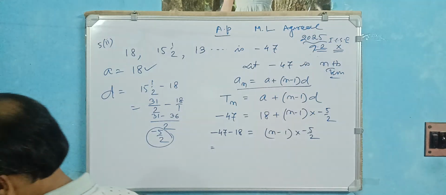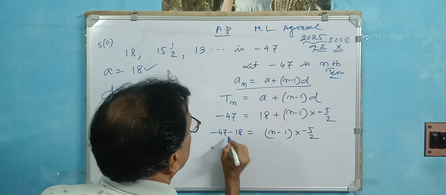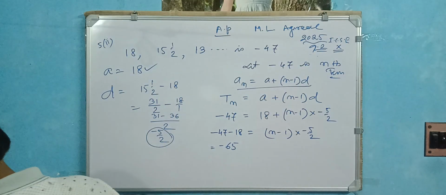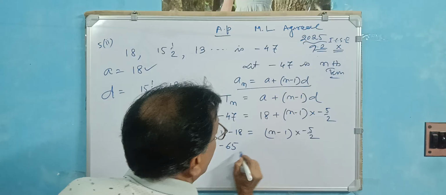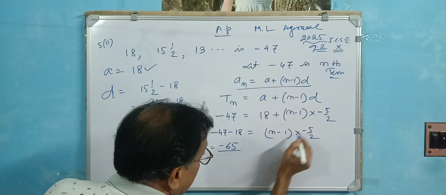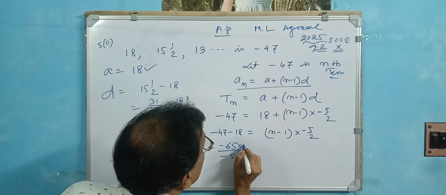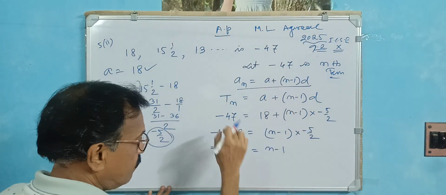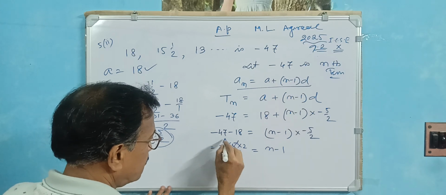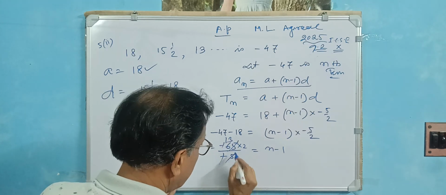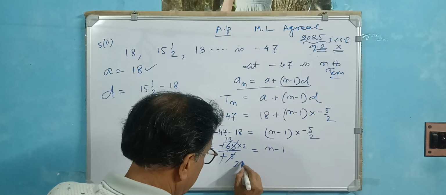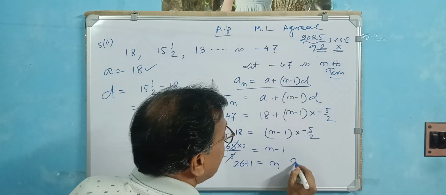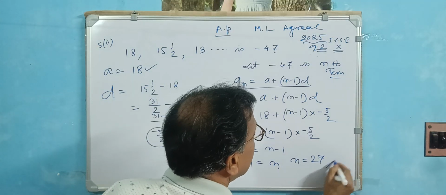This is minus 47, and this is also minus this. This is the n minus 1. This is minus 5 by 2. No problem. So this is same. This is 47 and this is 65. 65 minus 65 by this is actually this. So minus 5, this is 2, just reverse. So this is n minus 1. If you just shift it, minus 5 by 2, plus 13. So 13 to the 26 plus 1, that is n. So n is equal to 27. This is the answer.